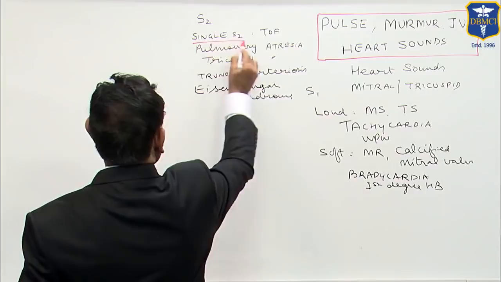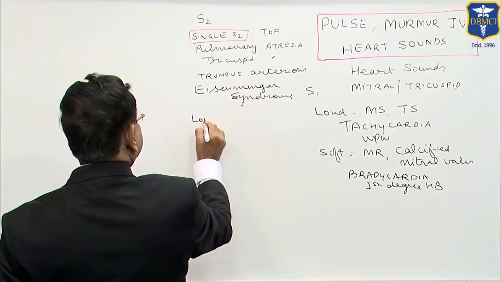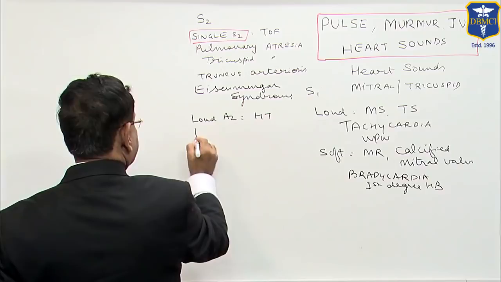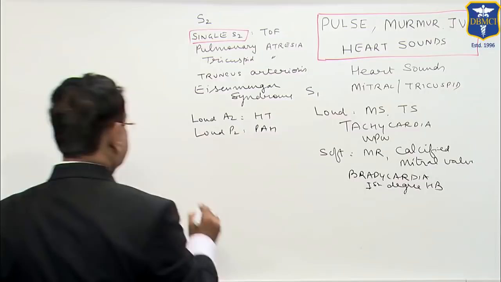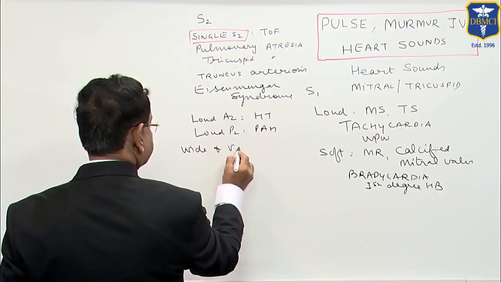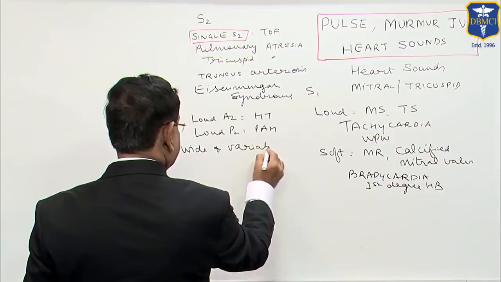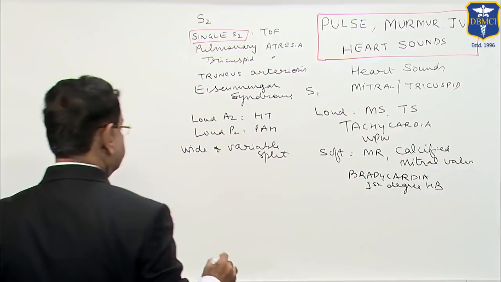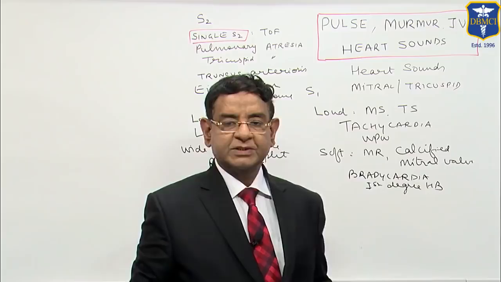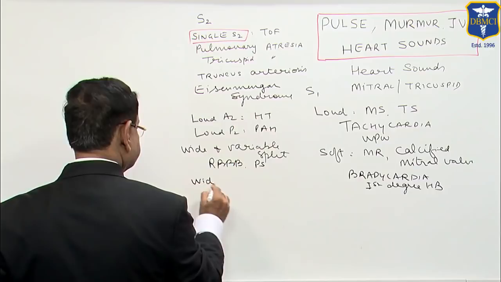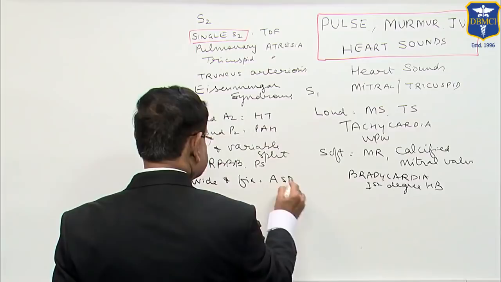Now when we get loud A2, it is in hypertension; loud P2, pulmonary arterial hypertension. Wide and variable split is seen in right bundle branch block and pulmonary stenosis, but wide and fixed splitting is seen in ASD.